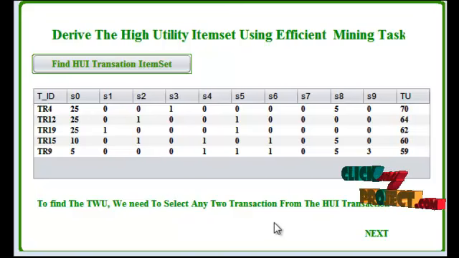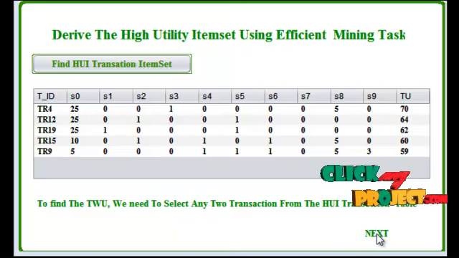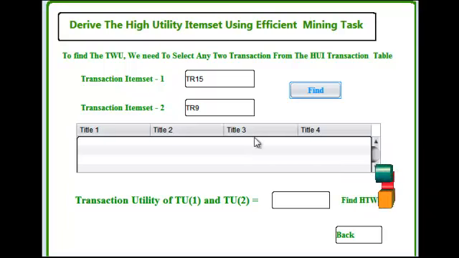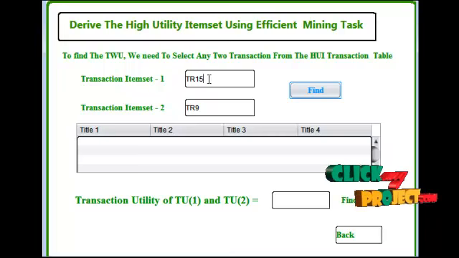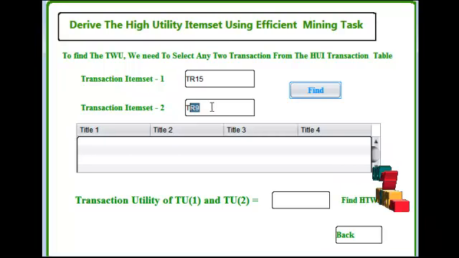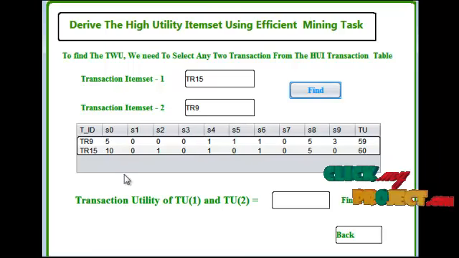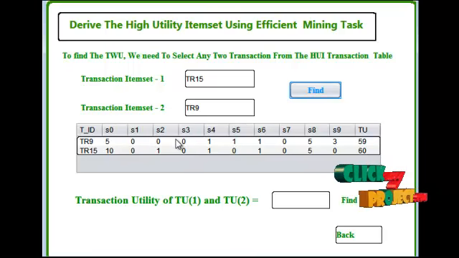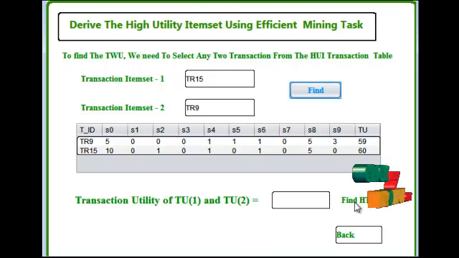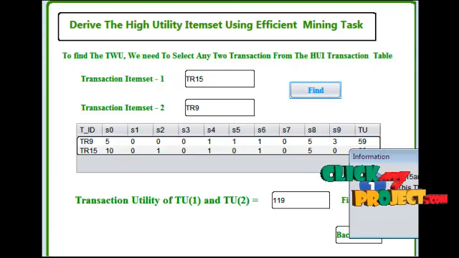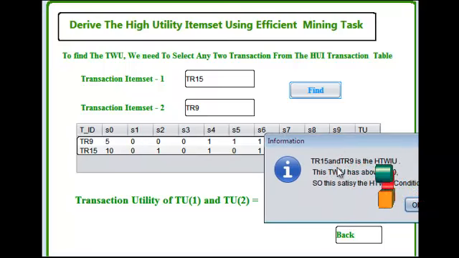Next we go to calculate the transaction weighted utility. Here we select any 2 transaction details randomly. TR50 and TR9 are the transaction IDs. So we have to select any 2 items from the high utility items of transactions. Then find the high transaction weighted utilities. So TR50 and TR9 are the high transaction weighted item utility.